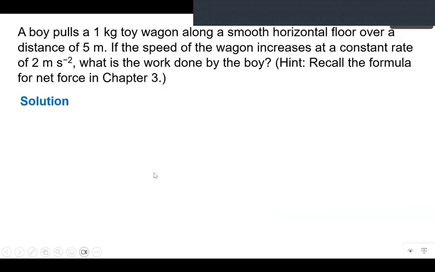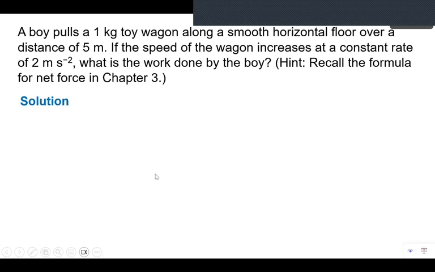Okay, let's move on to slightly more challenging questions. You have a boy who pulls a 1 kg toy wagon along a smooth horizontal floor over a distance of 5 meters. If the speed of the wagon increases at a constant rate of 2 meters per second squared, what is the work done by the boy? So in this case, there are a lot of words and a lot of variables. Remember, it's very hard to visualize and solve questions immediately. There are a lot of words. There's a scenario given.